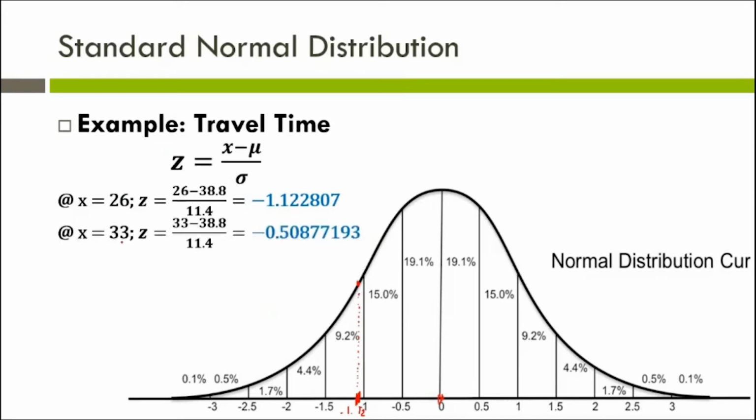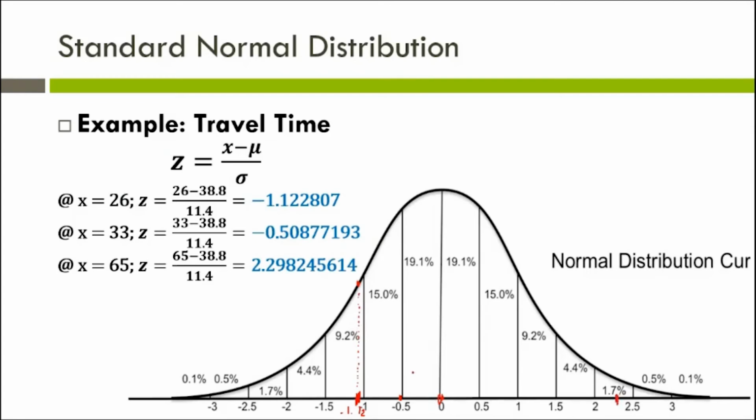So when x is equal to 33, its equivalent z is negative 0.508. So approximately here. This will be our second z. Our third z is x is 65, so the third z is 2.29 or approximately 2.30. So maybe somewhere here. So that's our third z.